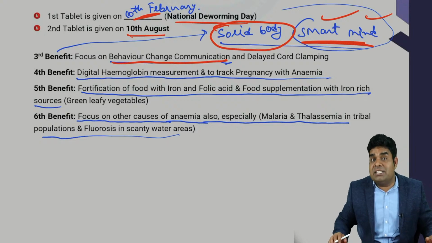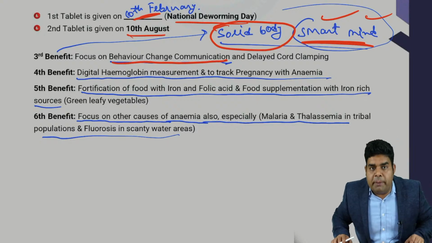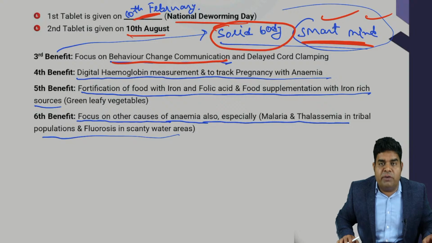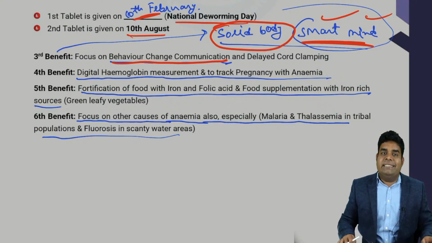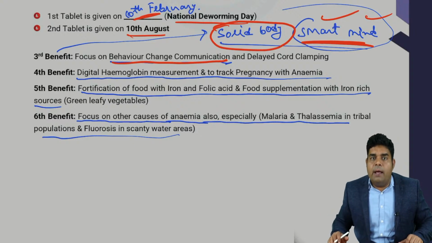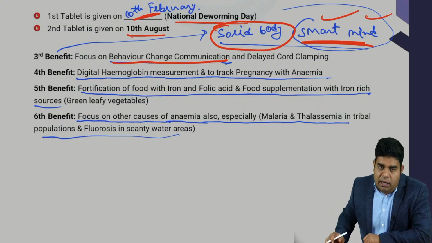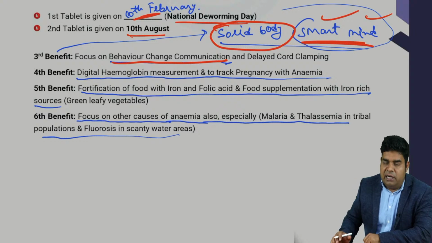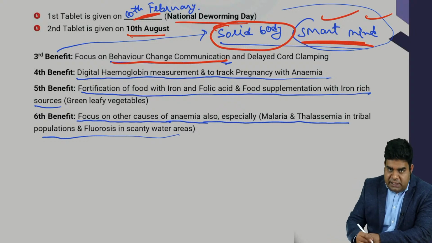Fourth benefit is digital hemoglobin measurement. Fifth benefit is fortification of food with iron folic acid. And sixth benefit is focus on other causes of anemia as well, like malaria, thalassemia and all, not only nutritional deficiency, iron deficiency anemia. How will you remember the sixth thing?